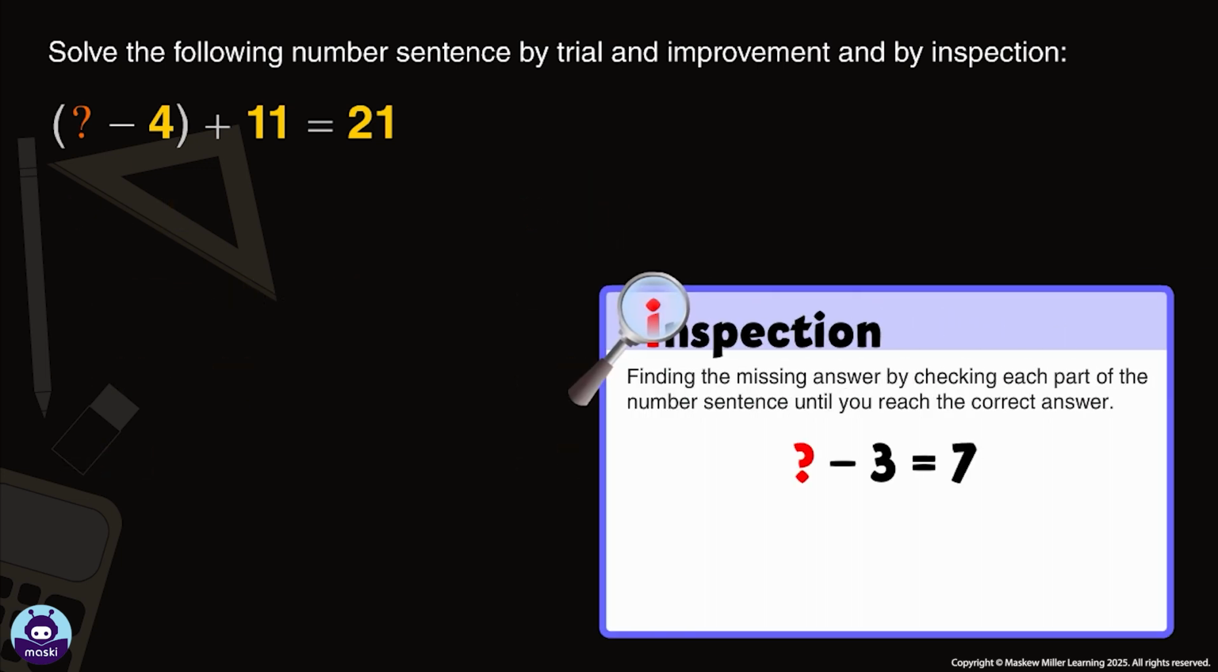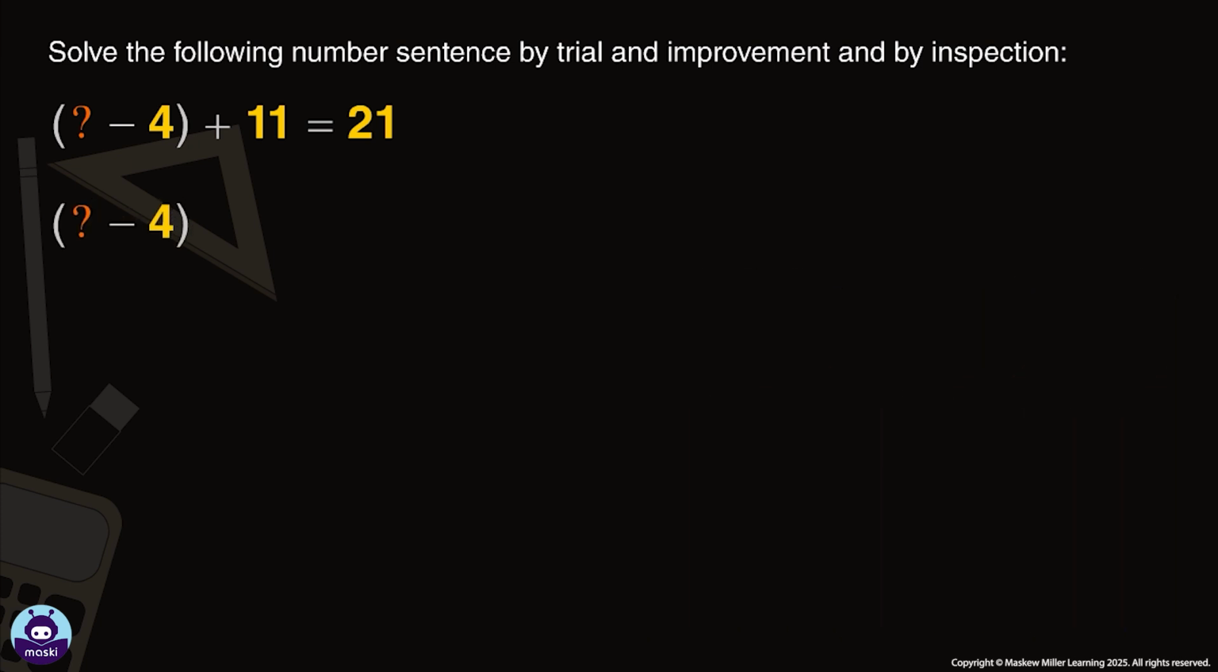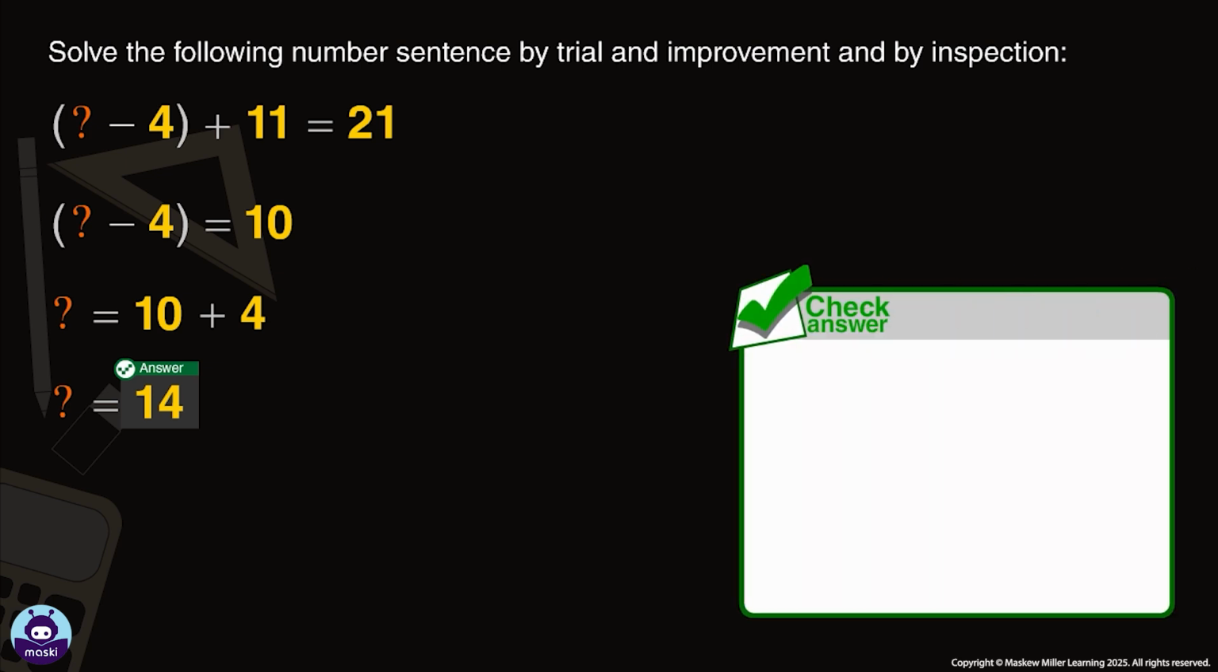Inspection means finding the missing answer by checking each part of the number sentence until you reach the correct answer. Let us solve the same problem using inspection. Let us check each part of the number sentence. Therefore, (question mark minus 4) equals 10, which means that question mark equals 10 plus 4 equals 14. Therefore, the missing number is 14. Now, let us check if the answer is correct by substitution. We are going to replace question mark by 14.